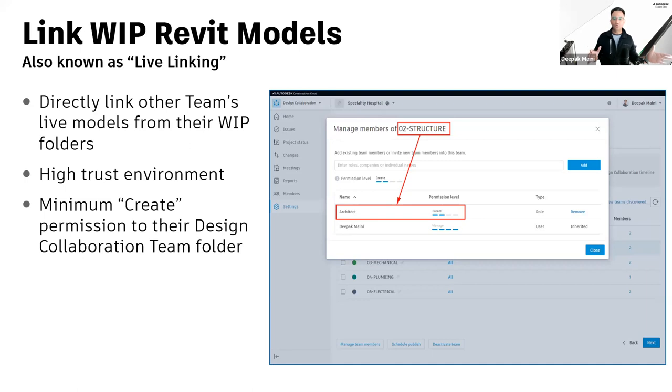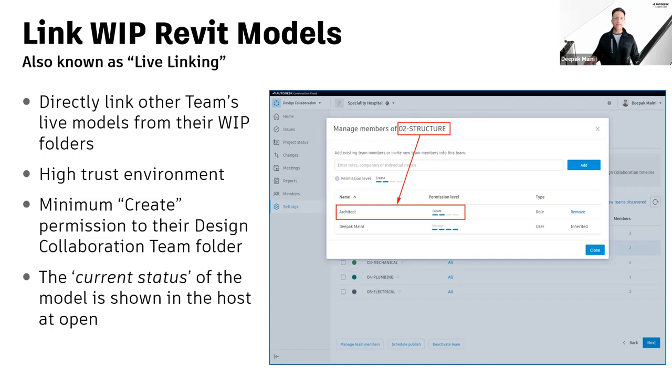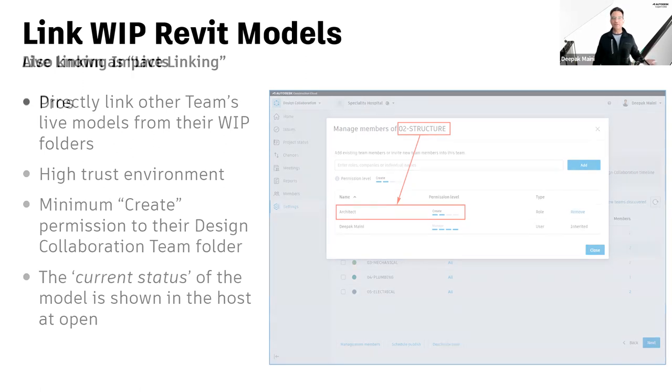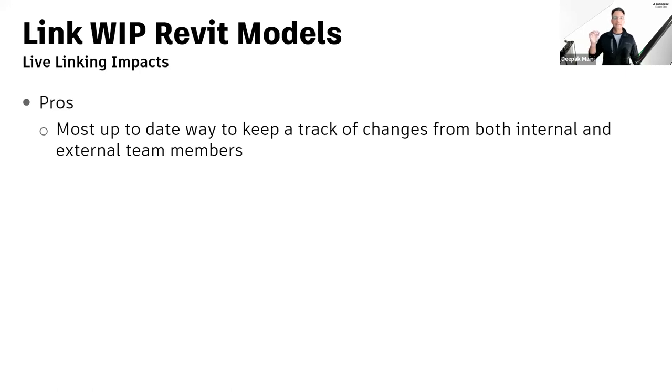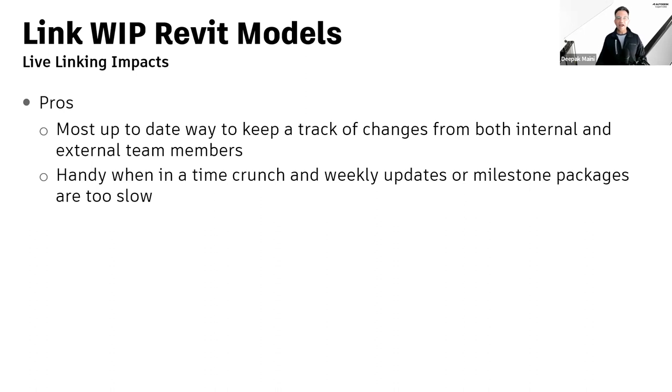So that's why it's a really high trust environment. Not everybody would want to work in this environment, but it's a way of linking. And the important thing in this case is when you link someone else's live work in progress model, their current status will show in your model every time you open your model. Now, before I show you a demonstration of this, I actually want to talk about some pros and cons of this type of linking. Some of the benefits is it is the most up-to-date way to keep track of changes from both internal as well as external team members. It is really handy when you're in a time crunch environment where weekly updates or milestone packages are too slow. So maybe you're in a time crunch and you want to see live changes from other teams.